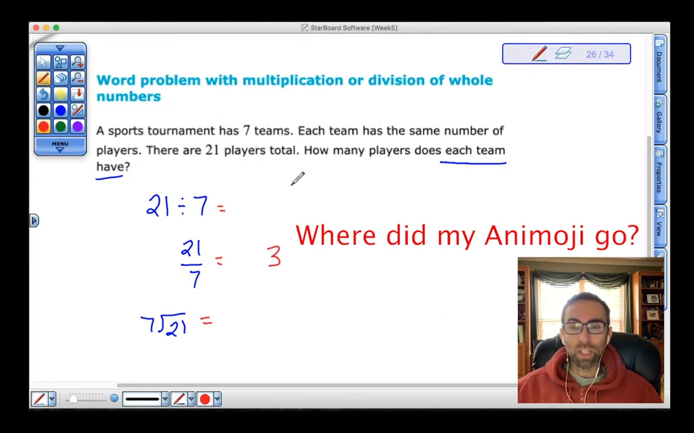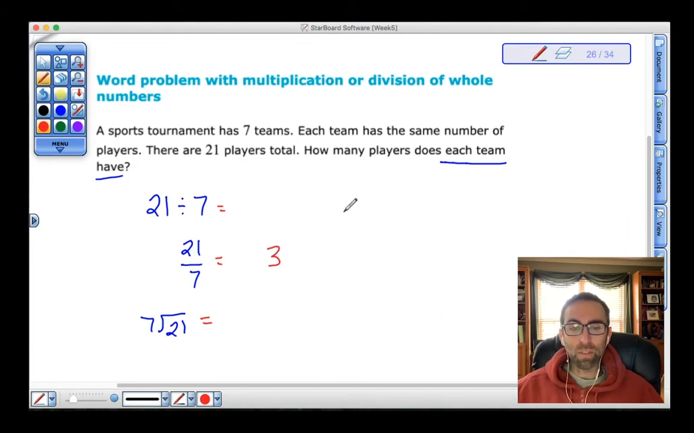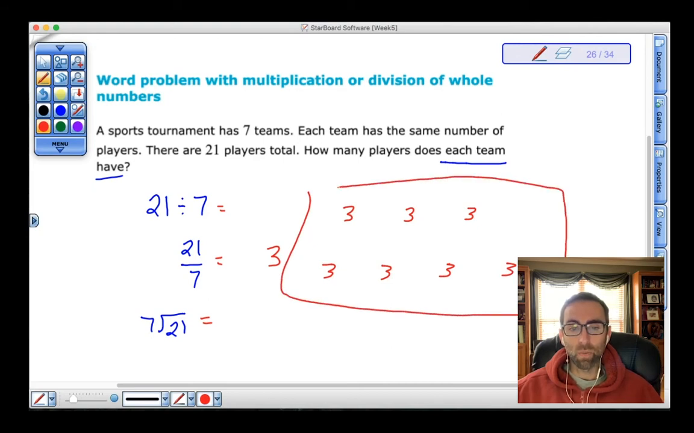And if we double check that here, if I have 7 teams and each team has 3, I can say I have 3 in this team, 3 in this team, 3 in this team, 3 in this team, 3 in this team, 3 in this team, and 3 in this team. I have a group of 7 teams in this weird shaped rectangle that I have. So 3, 3, 3, 3, 3, 3, 3. If I add those up, 3 plus 3 plus 3 plus 3 plus 3 plus 3, or 3 times 7 is 21, so that checks out.